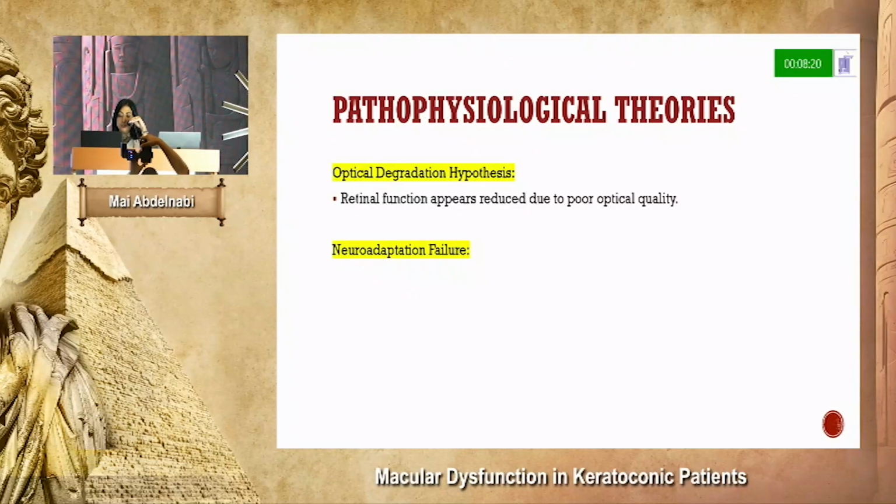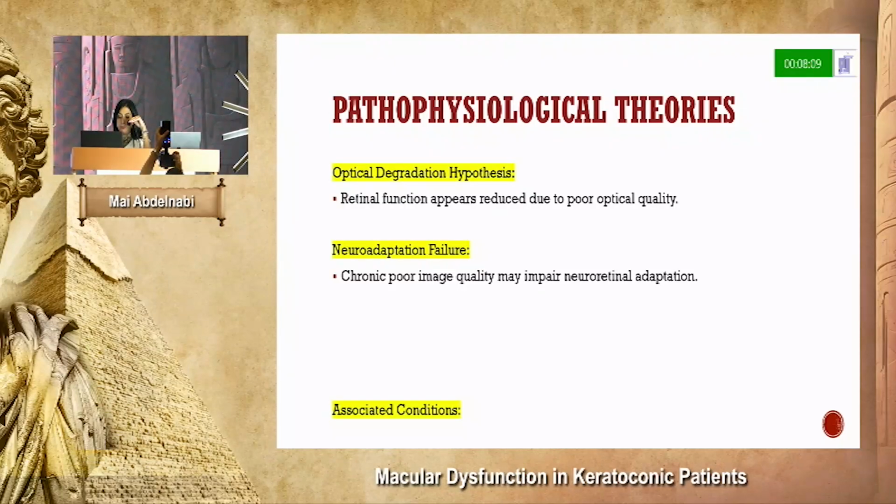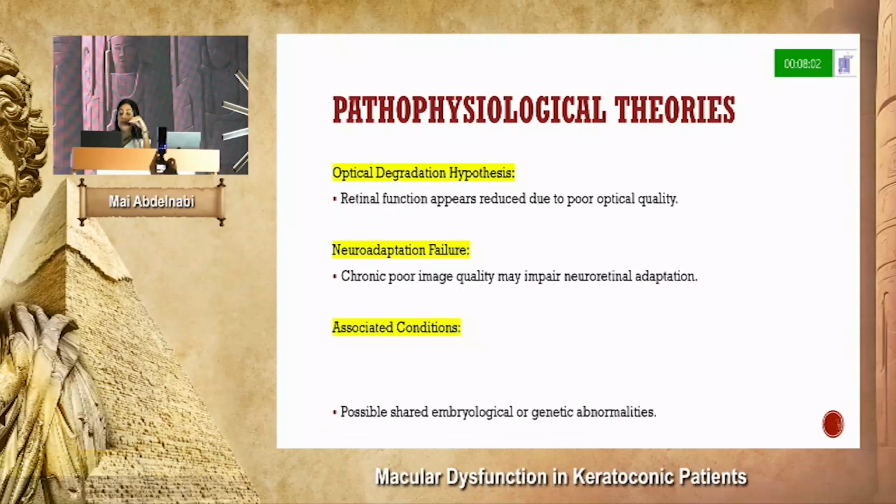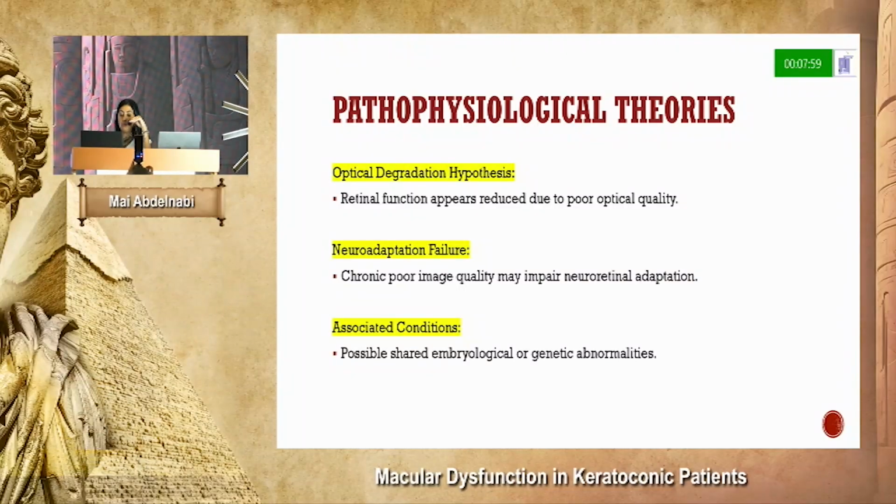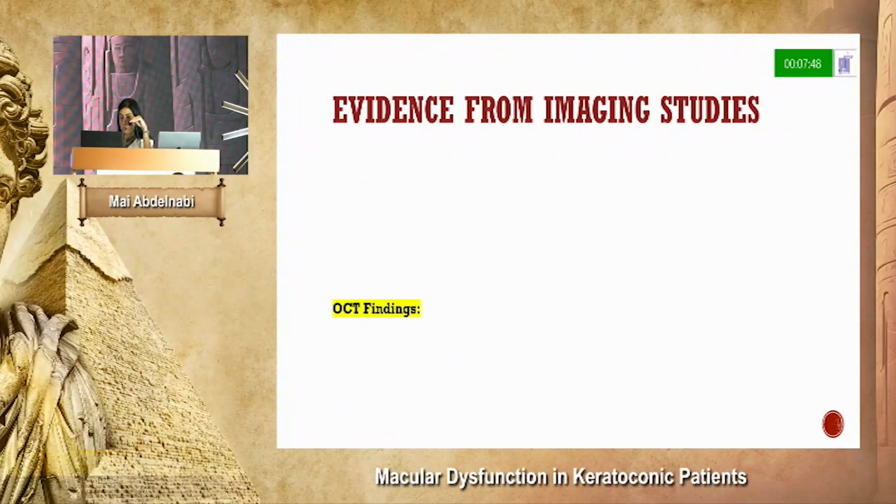The second theory is neuroadaptation failure. Chronic poor image quality may impair neuroretinal adaptation, similar to the mechanism of amblyopia. The third one, and this is commonly encountered in our clinical practice, is that sometimes the keratoconic patient has underlying genetic anomalies or connective tissue disorders, like retinal dystrophies, Down syndrome, Ehlers-Danlos, and these affect the posterior segment function.